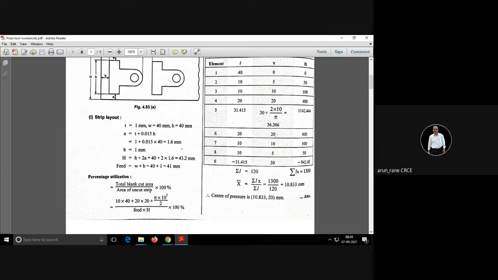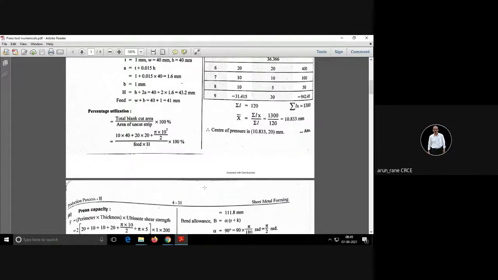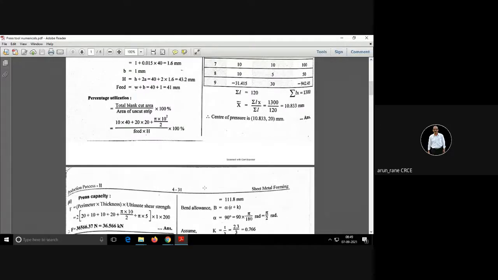Okay, so what will be the blanking force? Sheared area, that is nothing but the perimeter into thickness into ultimate shear strength. Now ultimate shear strength in this particular example is 200 Newton per millimeter square.